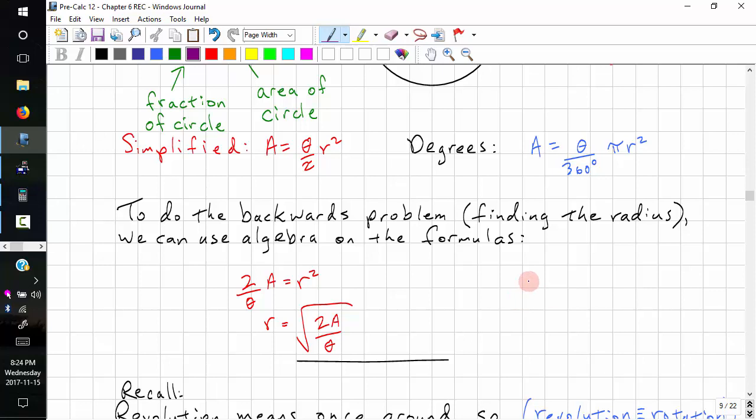And over here for degrees, we have to multiply by the reciprocal, and we can add this to the denominator. So r squared equals 360 degrees a over theta pi. So r equals the square root of 360 degrees a over theta pi.